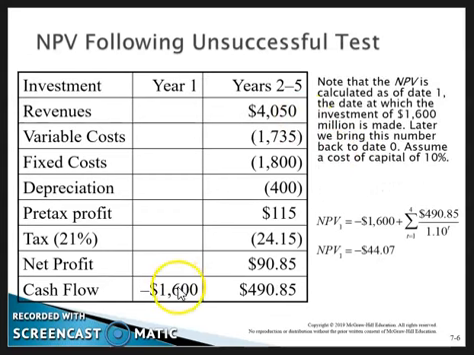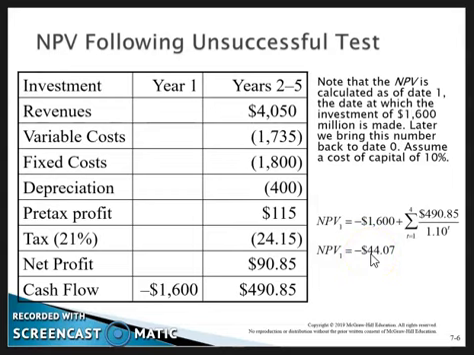After an unsuccessful test, we can still market the product. Our revenues are going to be lower, and our cash flow is going to be lower. The NPV ends up being negative $44 million.